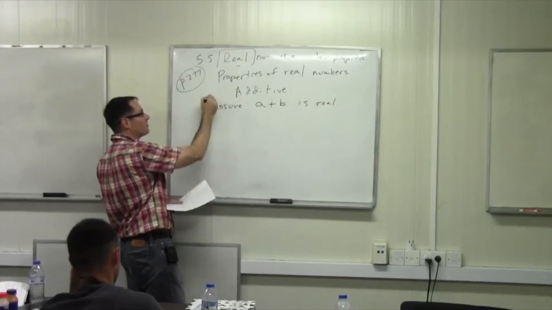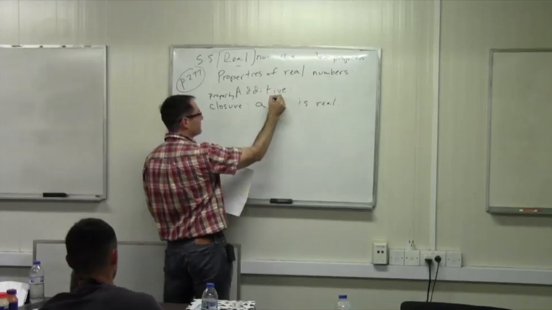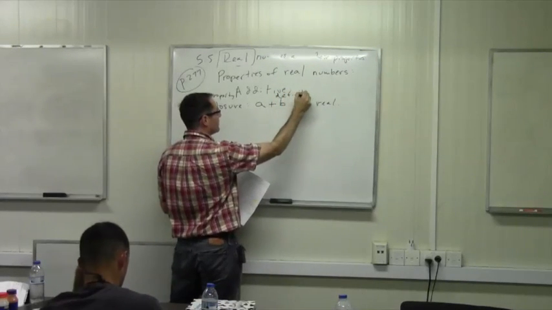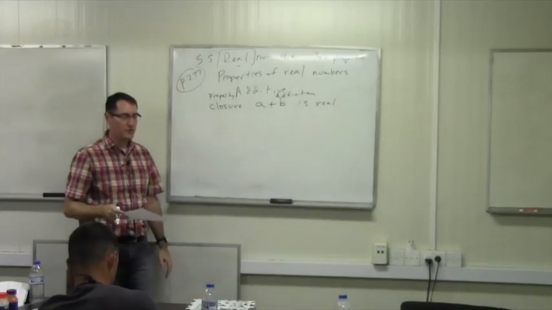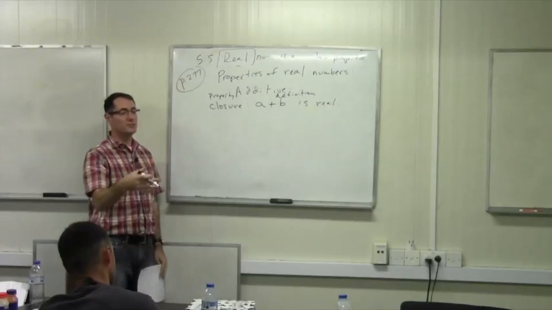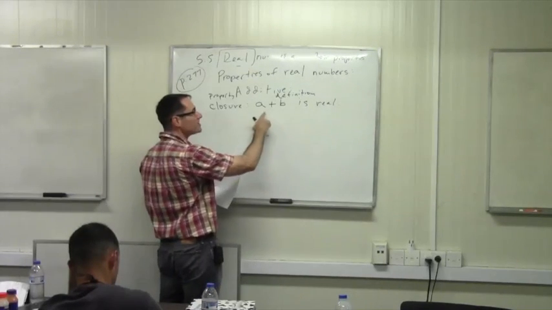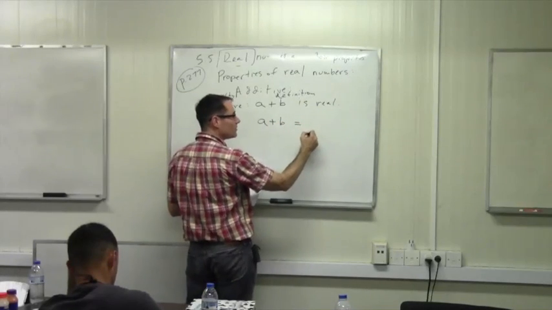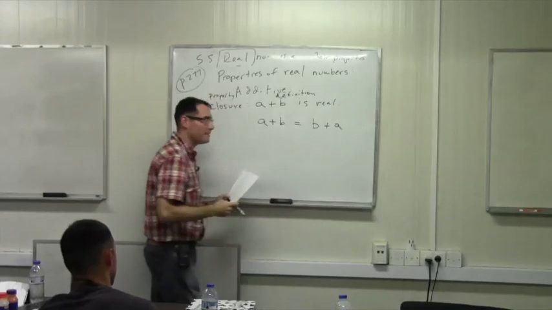Okay? I'll put the property over here, and this is the definition over here if you want. Closure property is just that a plus b is real. So if I said, what's the closure property for addition, you'd say a plus b is real. Fair enough. Now, let's say you have a plus b. Is it true that that equals b plus a?